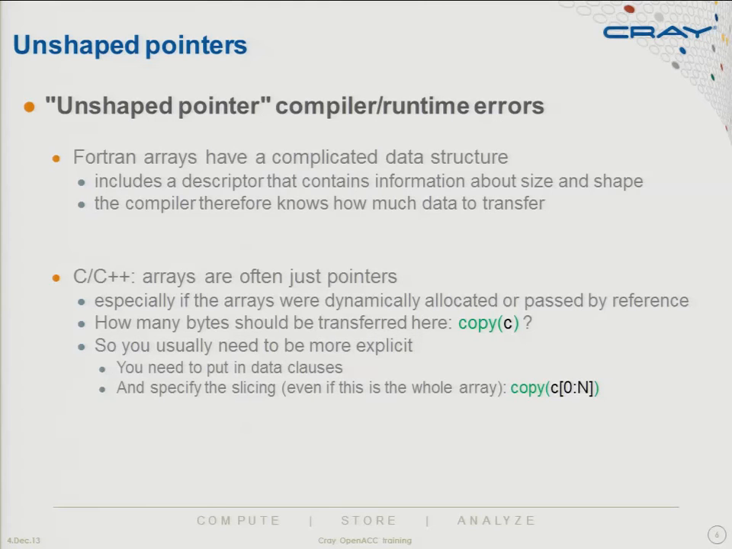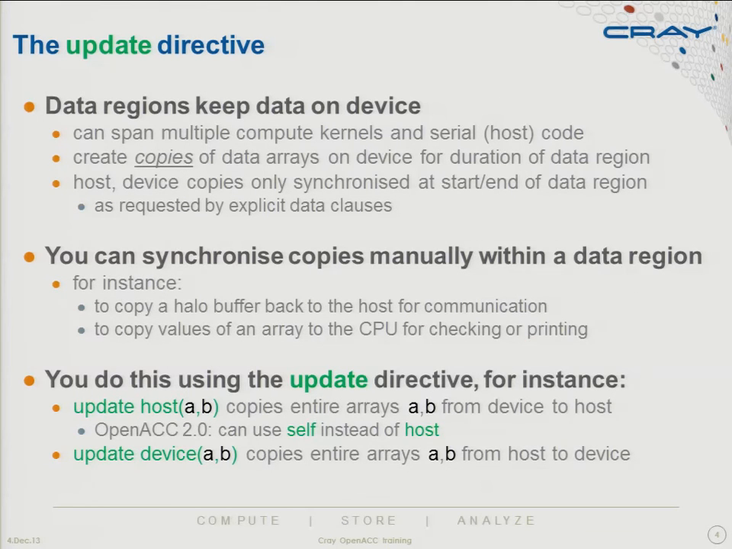So if you hit these errors, that's what you need, the halos of that array. And again, this update clause allows you to do that. So with a data region, there's synchronization points at the start and the end, automatically, because you've said copy in or you've said copy out. But within it, there's no synchronization. And the way you add this synchronization is you use the update directive.